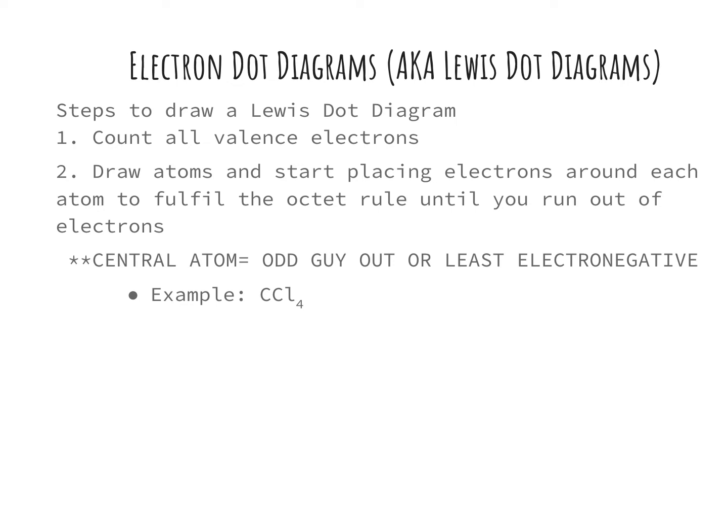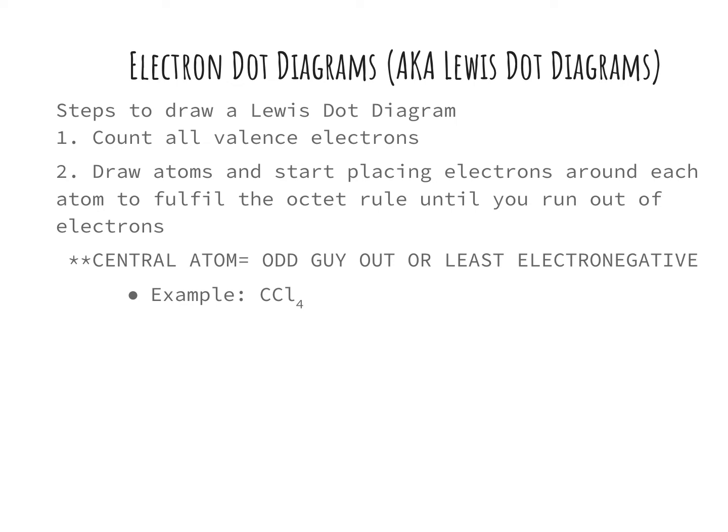What is the octet rule? 8. All atoms want 8 valence electrons, except which atom only wants 2? Hydrogen. Helium also only wants 2, but does helium bond? No, so you're not going to see helium. But hydrogen wants 2, everything else wants 8.